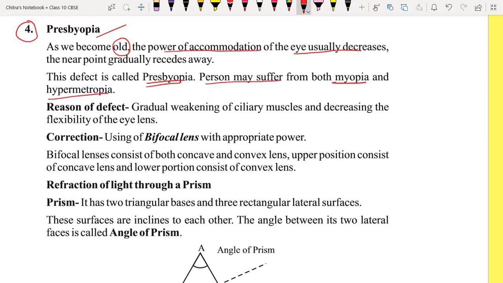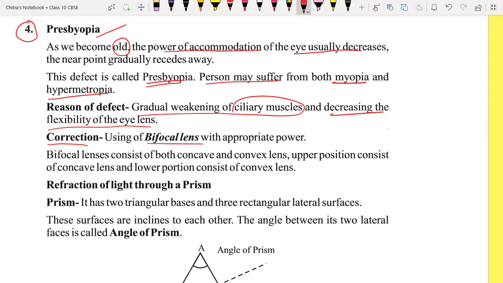So what are the reasons for that? Gradual weakening of the ciliary muscles means they are not going to focus the lens properly on the retina, and the flexibility of the eye lens decreases. The eye lens becomes very hard due to aging, and its converging or diverging power decreases. That means we can say the power of accommodation of the eyeball has decreased. How can it be corrected? It can be corrected by using a bifocal lens.